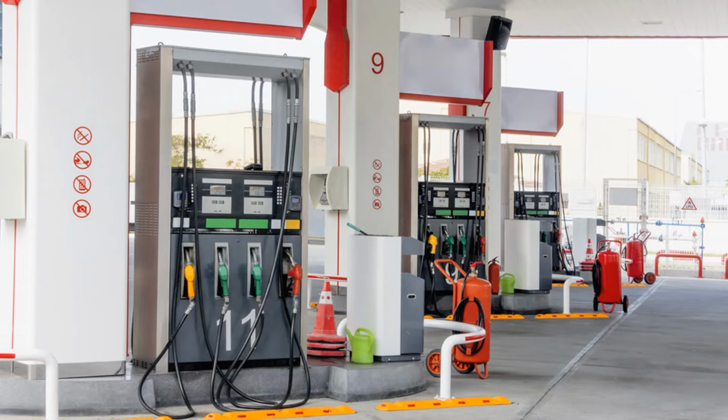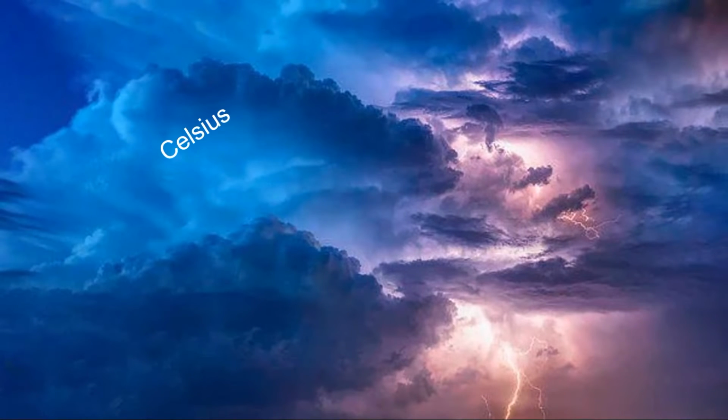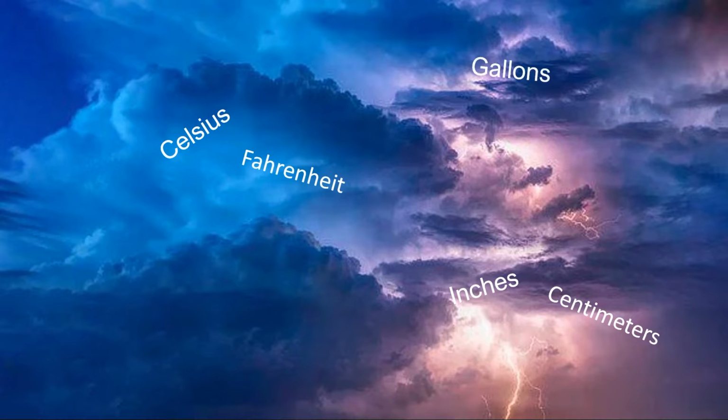If you're talking to your friends about the weather, you talk about the temperature measured in degrees Celsius or Fahrenheit. If it rains, you might talk about how many inches or centimeters of rain fell. Things having measurements often need to be converted from one measurement to another. We may want to convert Fahrenheit to Celsius, or gallons to liters, or pounds to kilograms.